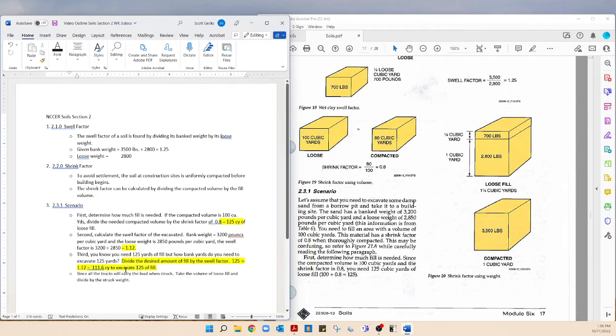So that means you need 111.6 cubic yards to excavate 125 of fill. Because when you excavate this amount, I'm sorry, I'm getting confused. You have to excavate this amount to get the number of cubic yards after compaction.